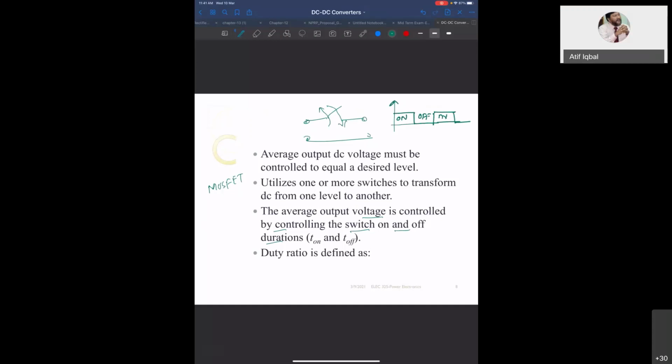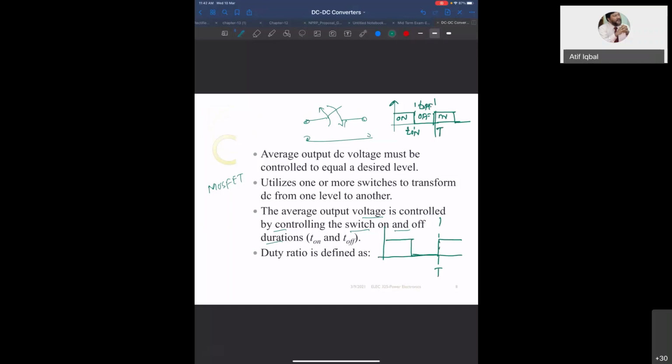So it turns on here and then off here and then on here. Now this time we call T on time, and this total time we call T, capital T, that is the sampling time or the switching time. And this is T off time. This is off period, this is on period, and this is the total period. So in this period from here to here, the switch is on, then the switch is off, then the switch is on. So this is your one period.